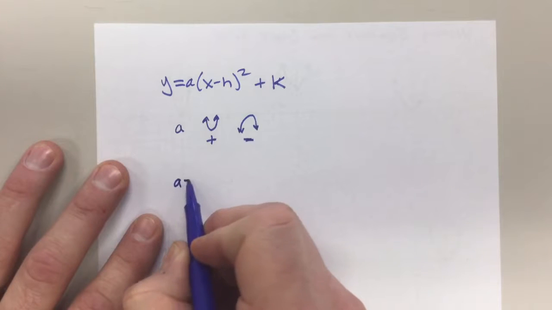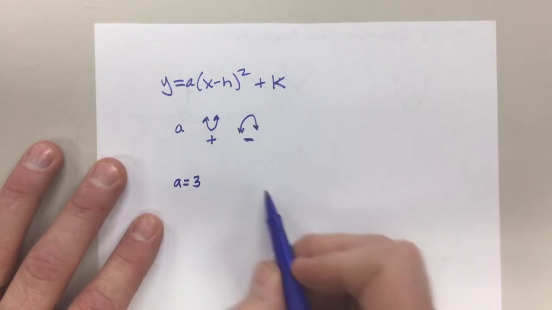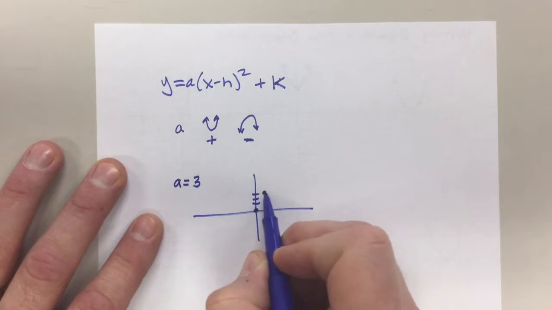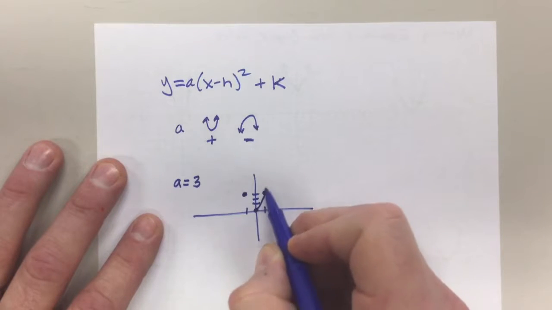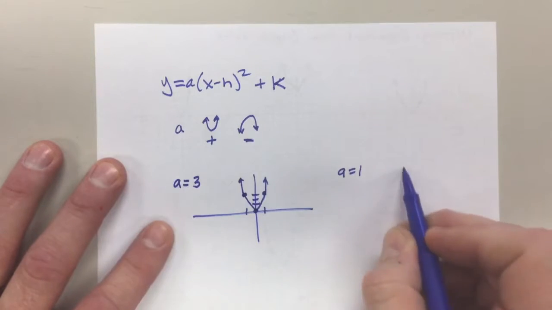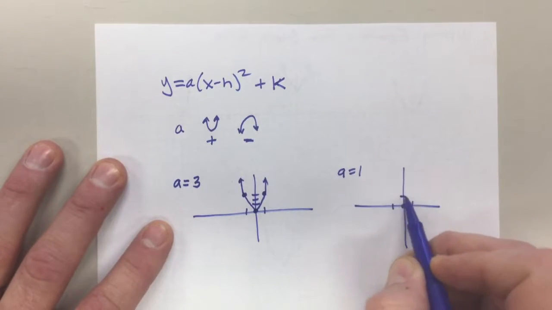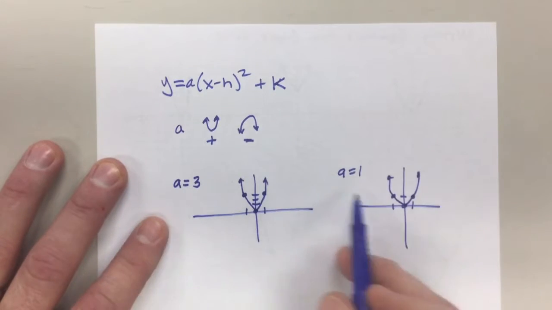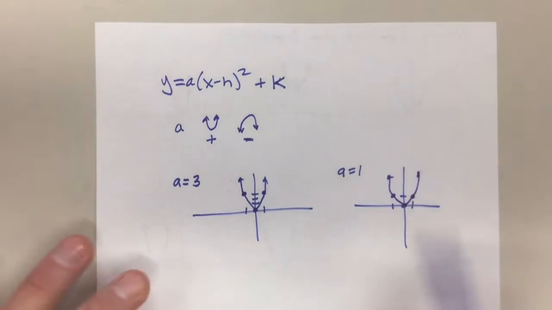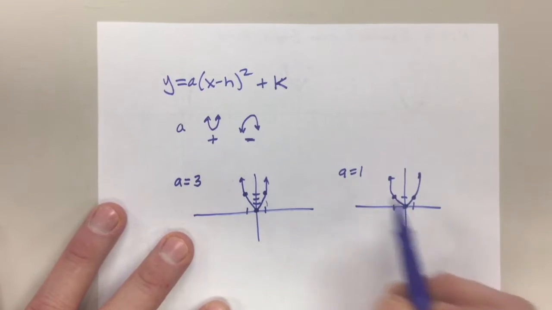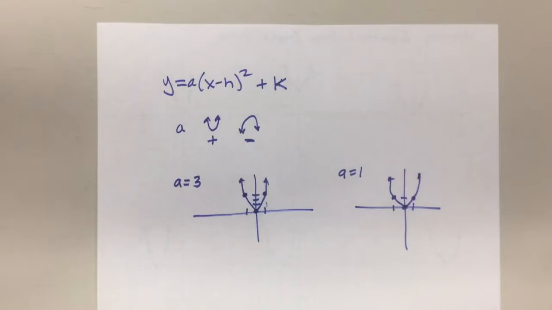Also, if A is a number that's not 1, like let's say 3, that means when you start the parabola, when you go over 1 unit, you'd go up 3, as opposed to when A is 1, when we go over 1, up 1 to start the parabola. So you can think of A as kind of like the slope of the parabola, telling us, in this case, when we go over 1, we're going to go up 3 for that first point. When A is 1, we just go over 1, up 1. So it's similar to the slope.